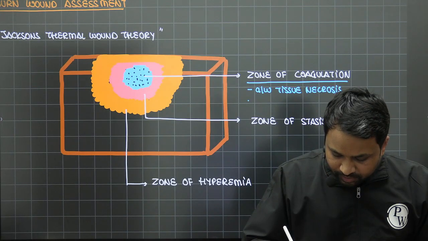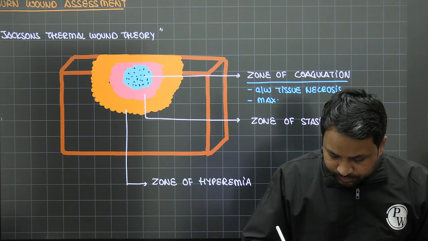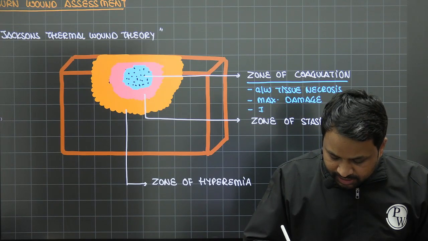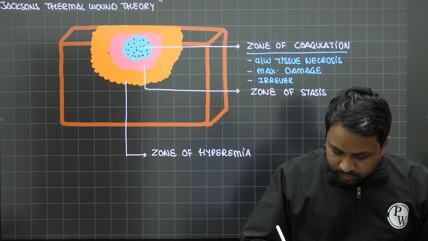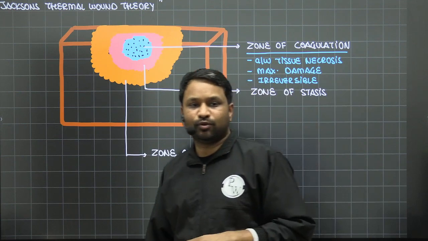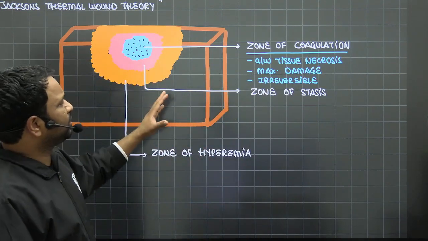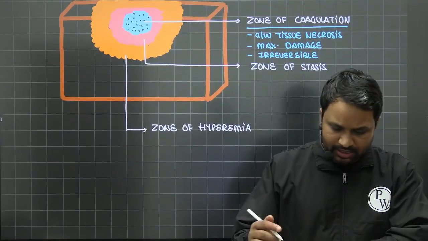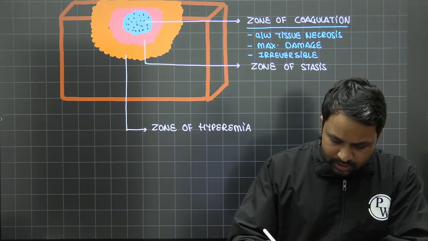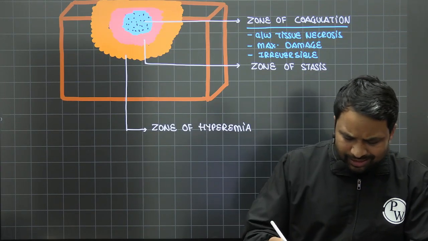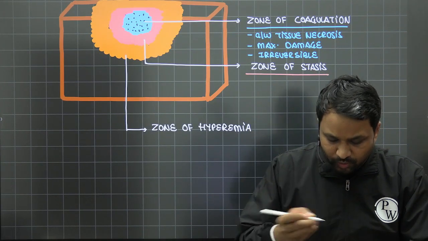This will have maximum damage, and this is basically irreversible. So this zone has to undergo debridement. Okay? If there is a zone of coagulation, you will have maximum tissue necrosis, it will have damage, and this is an irreversible condition, so you don't need to worry about it. This has to clear-cut go with its dissection, right? You'll go and basically do a debridement and get rid of it. That is the zone of coagulation.